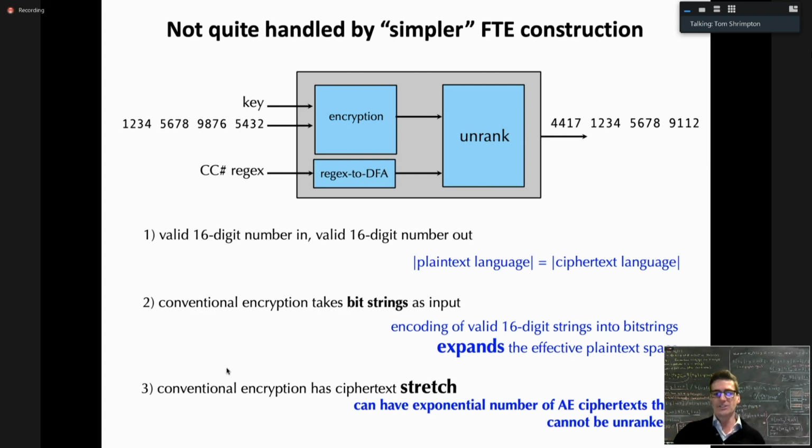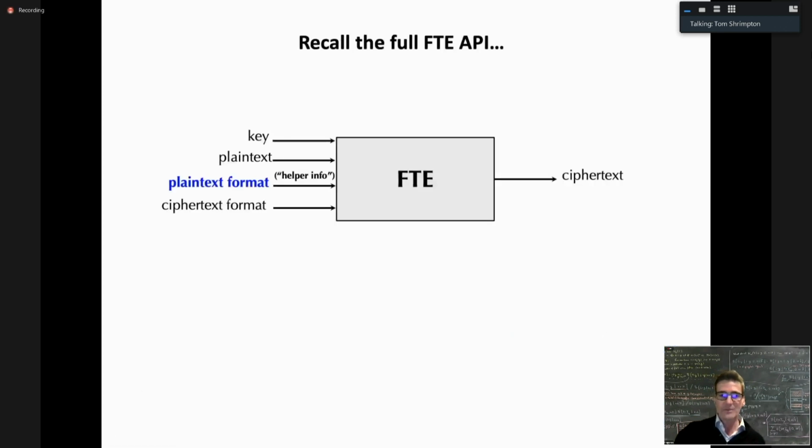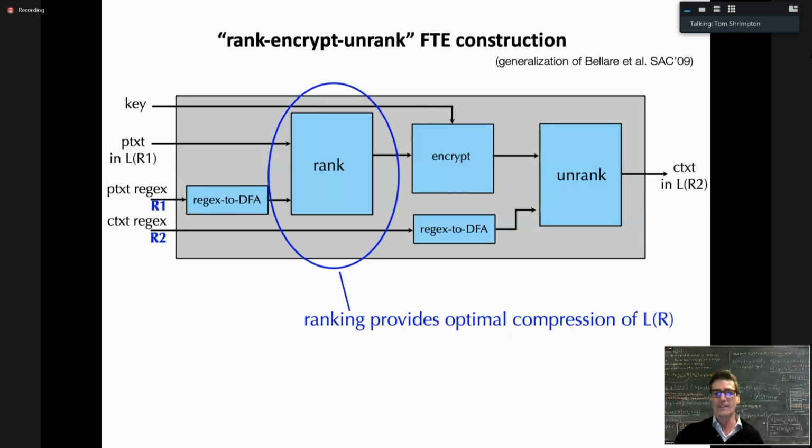And what you end up with is a situation where you can actually have an exponential number of outputs of encryption that can't be unranked, because they fall outside of the range of numbers that can be unranked, because what can be unranked are the possible 10 to the 16 strings that are in the plain text language. So we need something here, and really all we need to do is return to the full API, where we have a plain text format and a ciphertext format.